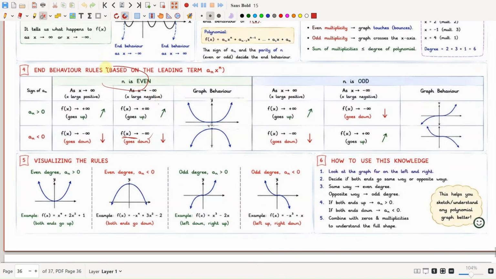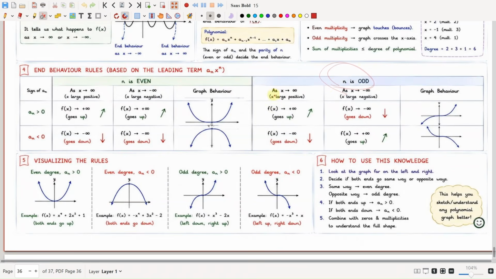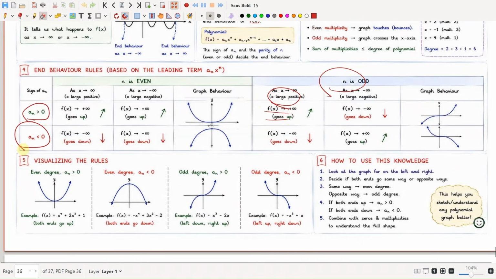Okay, this is for when n is an even number. So when n is odd, as x tends to infinity, if an is greater than 0 and x tends to large positive, then f of x will also go up. And if n is odd and an is less than 0, then f of minus x will go down and this one will go up.